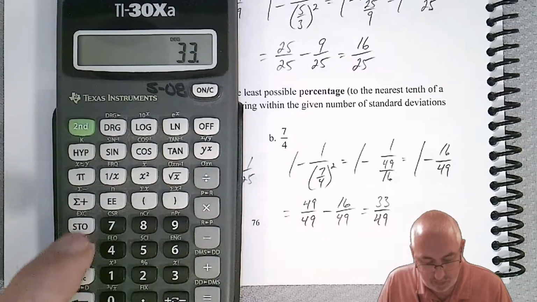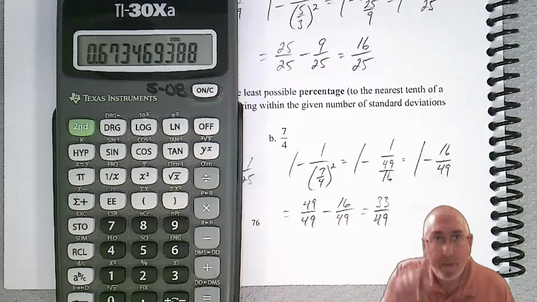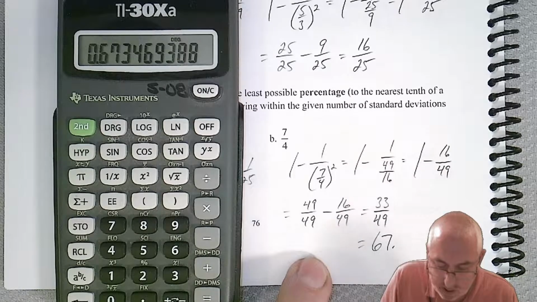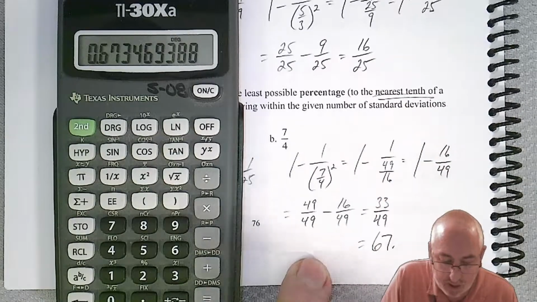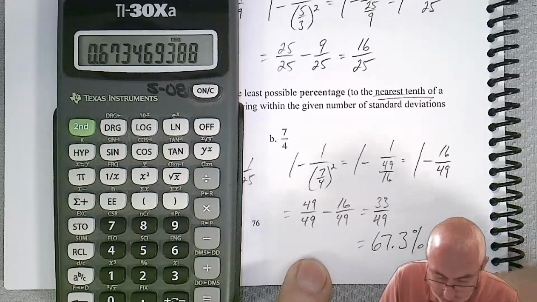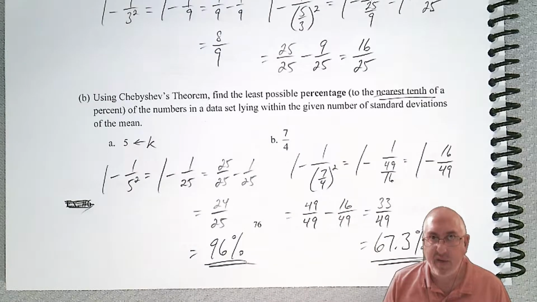So 33 divided by 49 is, and that's okay, but just remember to move that decimal point 2 spots. So we get 67 point, and it says to the nearest tenth. So let's round that to 1 decimal point. That looks like it better be a 3. So 67.3% when it's 7/4 of a standard deviation. Not pretty, but doable, right? Okay, so we've got one more example to do on the next page, and that'll wrap up Chebyshev point 3. So see you in the next video.